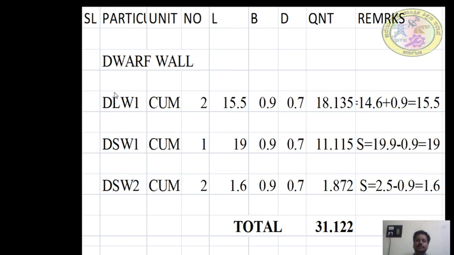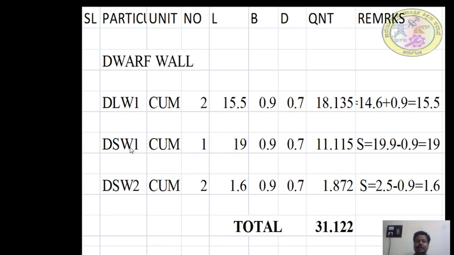And then the dwarf wall. DLW1, dwarf wall, long wall 1. So consider 14.6 plus the breadth of the foundation or excavation 0.9, which equals 15.5. So two numbers, 15.5, 0.9, and the depth is 0.7. The dwarf wall depth is 0.7 from ground level, as I considered in the previous drawing, the dwarf wall section XX.